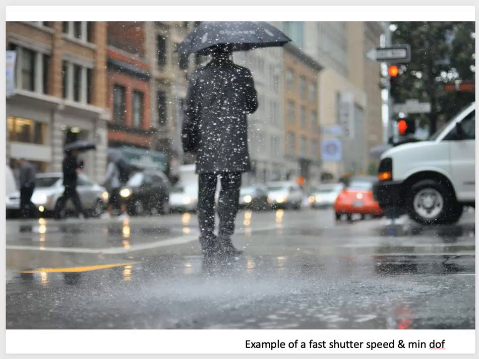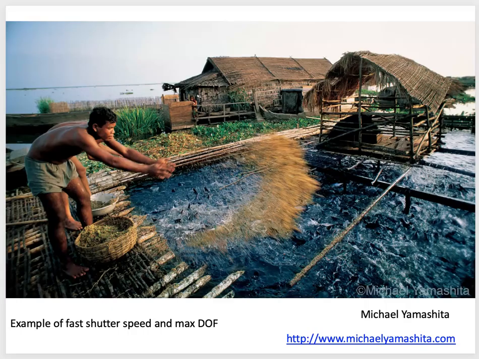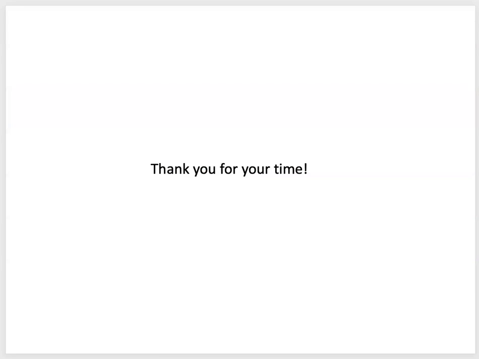Here's a good example of a fast shutter speed to stop the water droplets and minimum depth of field. Here's another example of a faster shutter speed, maybe a 60th of a second, 30th, depending upon how fast he's throwing that out, and maximum depth of field, because everything from the foreground, middle ground to background is in focus. So maybe, let's say, 1/30th at f22.